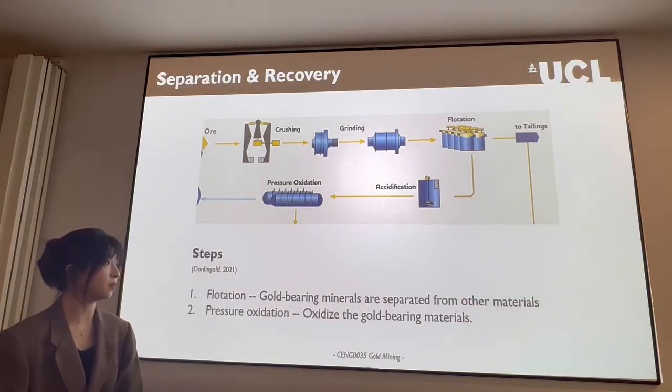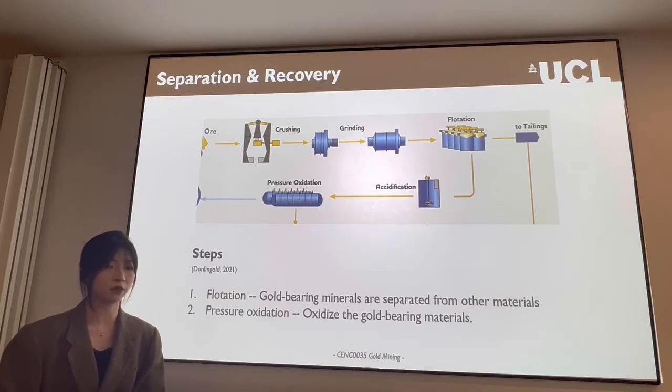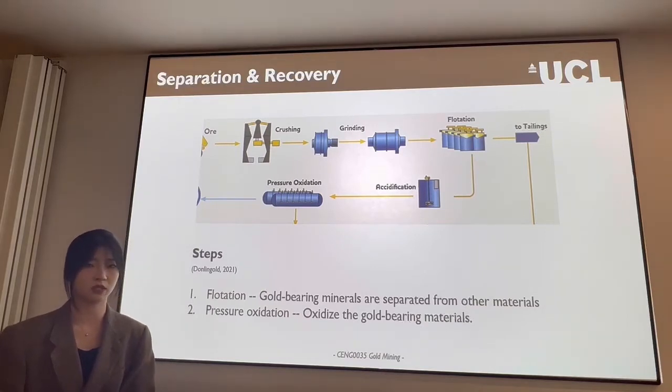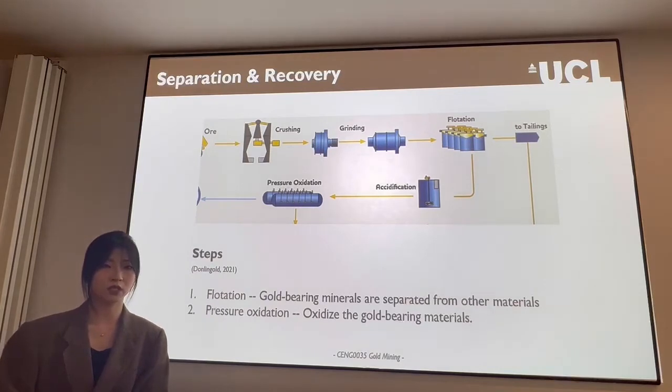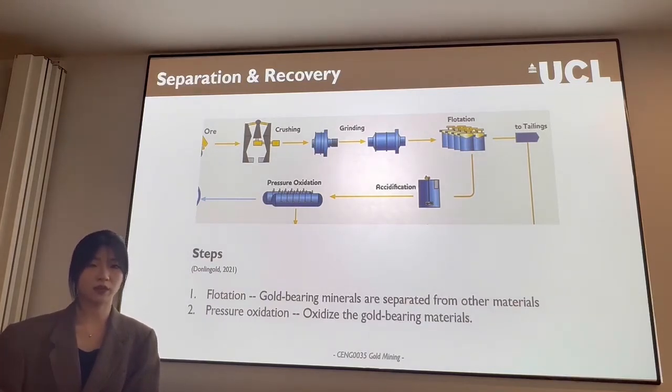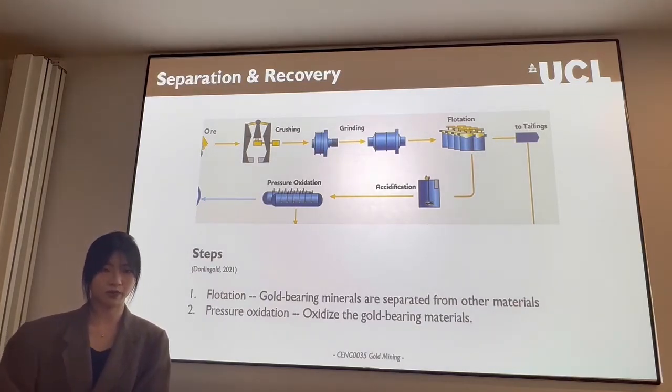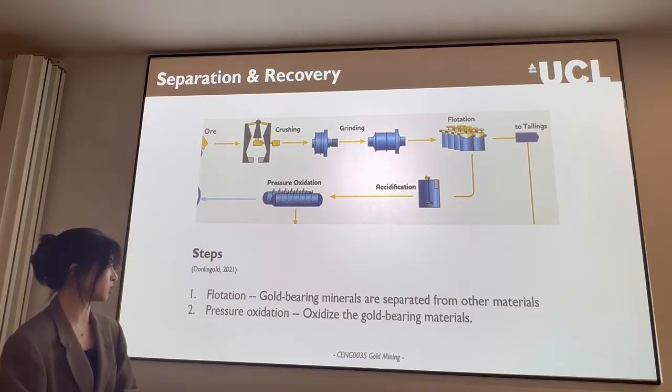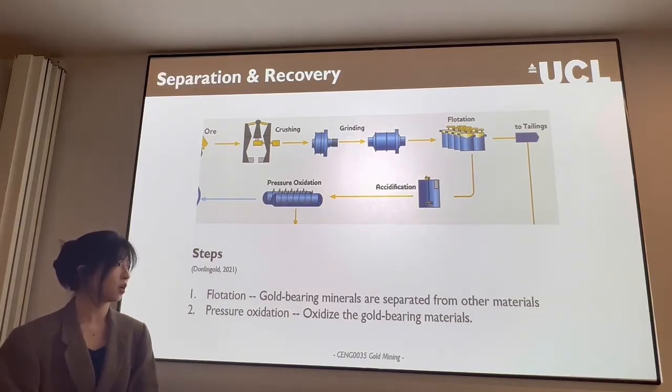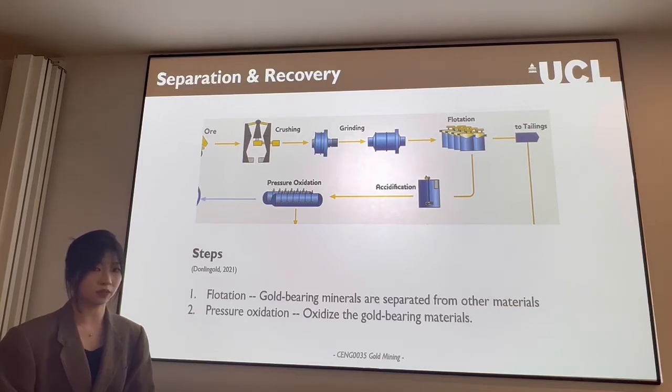So the gold minerals are separated from the other materials by the process called flotation, which makes use of the surface properties and also makes use of the hydrophobicity. And also the pressure oxidation would be the next process to oxidize the gold barren materials.